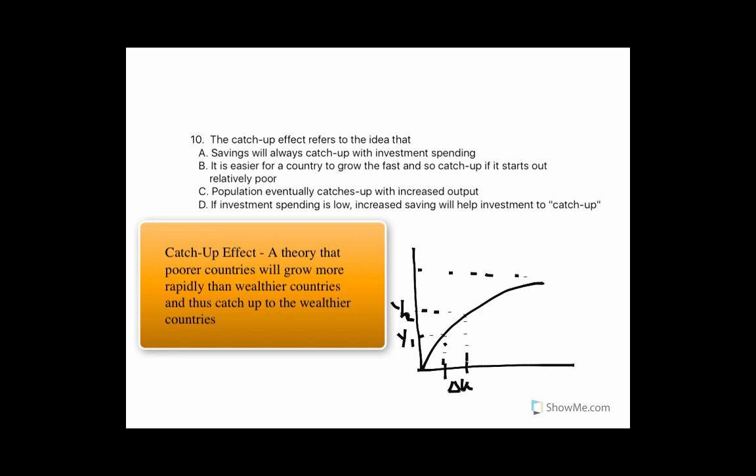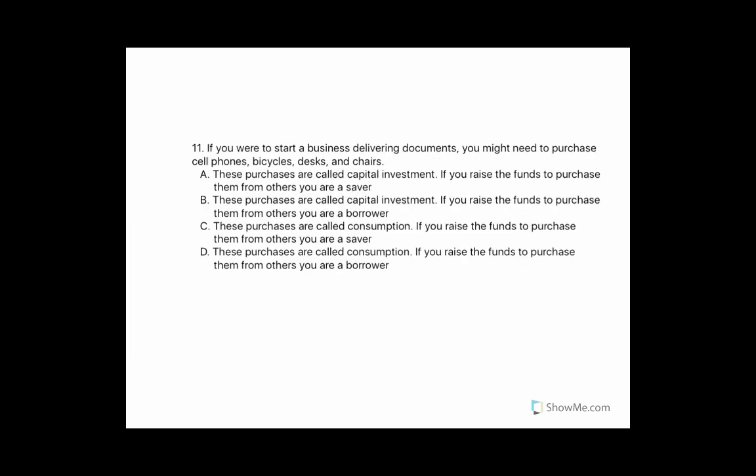So that's the idea that it's easier for a country to grow fast if you're at a lower level of output than if you're at a higher one. So that's B here, right? Okay, we'll move to the next question now.